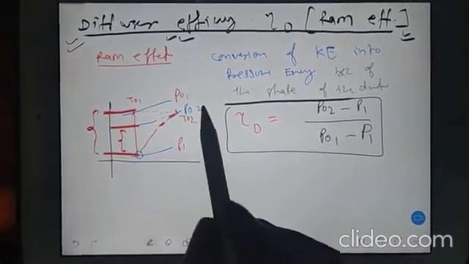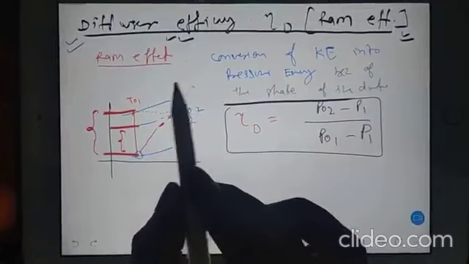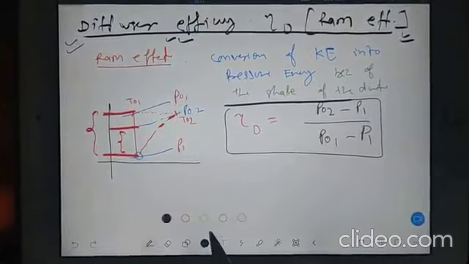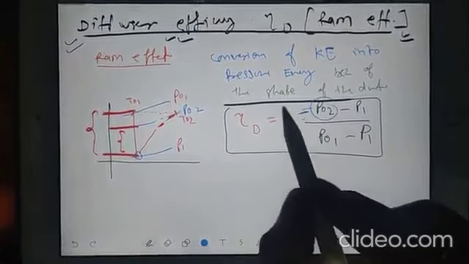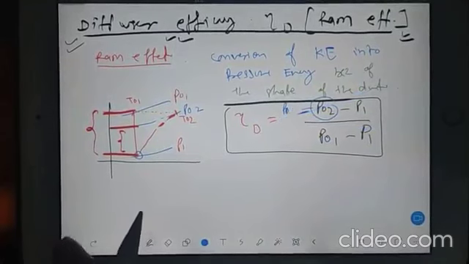You can see why we are getting P02: because it is an actual diffuser. Otherwise you will be getting P01. In case of an ideal diffuser, this P02 will be equal to P01, so the numerator and denominator will be the same. So efficiency is 100%.